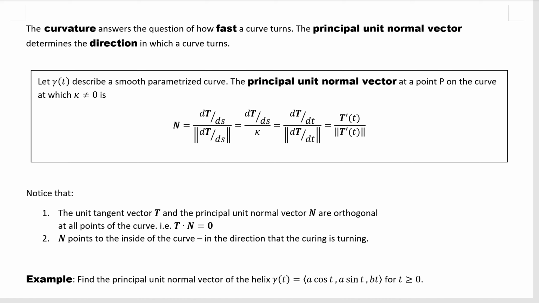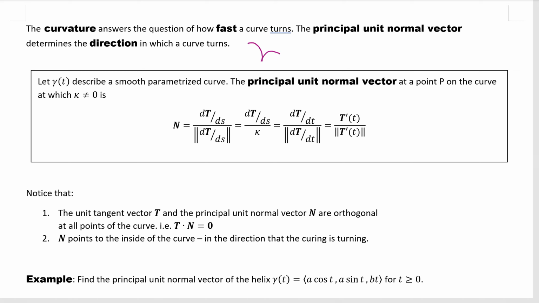Hi everyone, let's continue. So last time we talked about the curvature. The curvature answers the question of how fast a curve turns. Then the principal unit normal vector determines the direction in which a curve turns. Okay, so we know a curve turns, it can turn to the left or it can turn to the right.